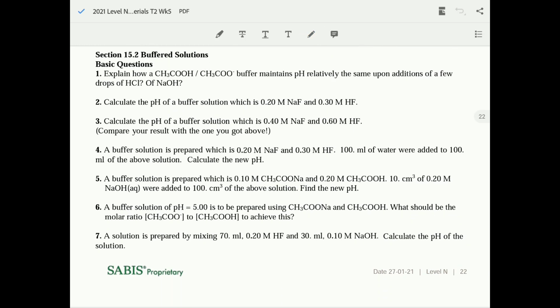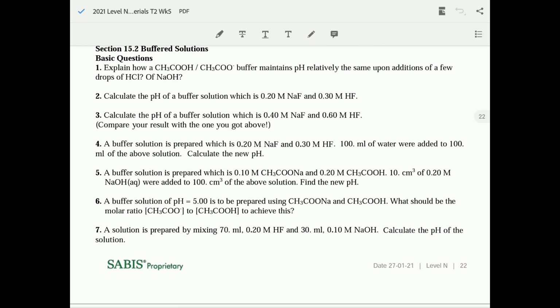Question 3. Calculate the pH of a buffer solution which is 0.4 molar NaF, 0.6 molar HF. We won't waste our time with this. We should know that we're multiplying by 2, right? All we're doing is times 2 times 2, so the ratio is the same. And whenever the ratio of base to acid is the same, the pH is the same. 2.97.